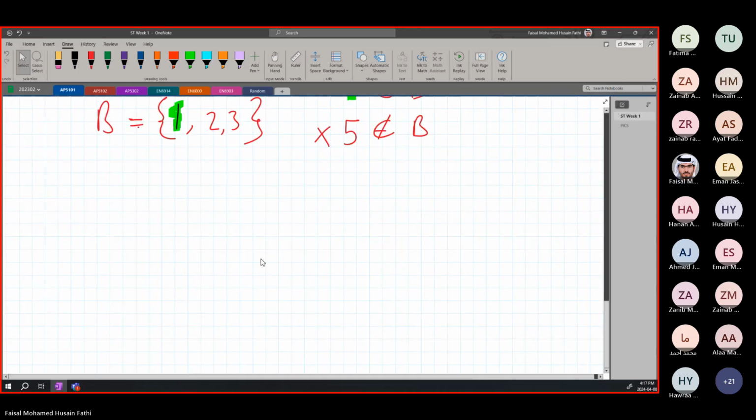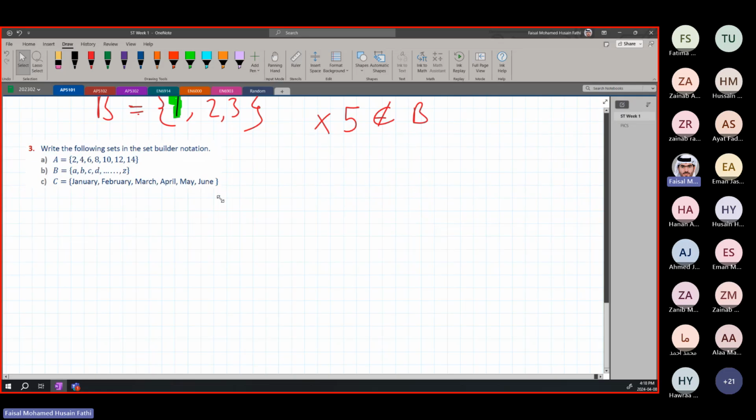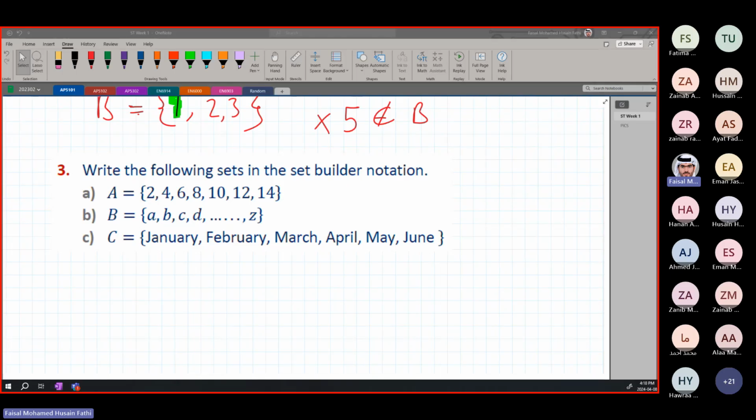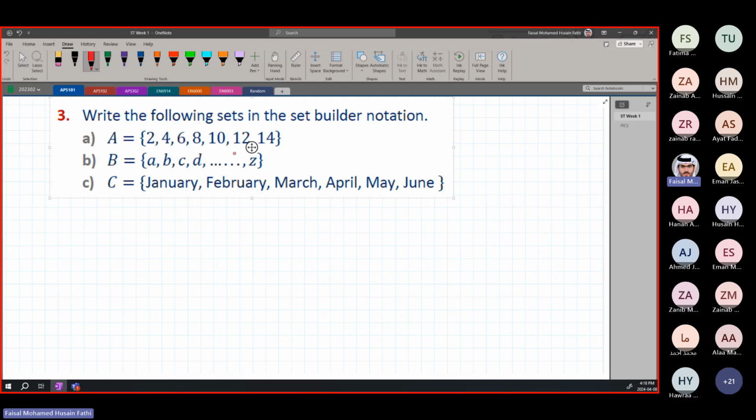Now, number 3: write the following sets in set builder notation. So remember, we have 2 notations. We have the roster or listing notation, and we have the set builder notation. These are given in roster notation. There are so many different ways you could possibly write these. For example, for part A, first things first, you need to define the set. It's already given as A.